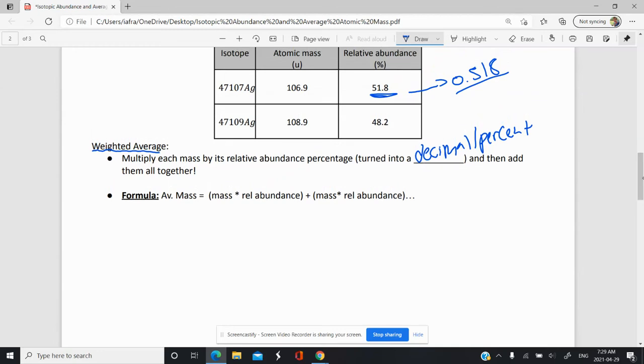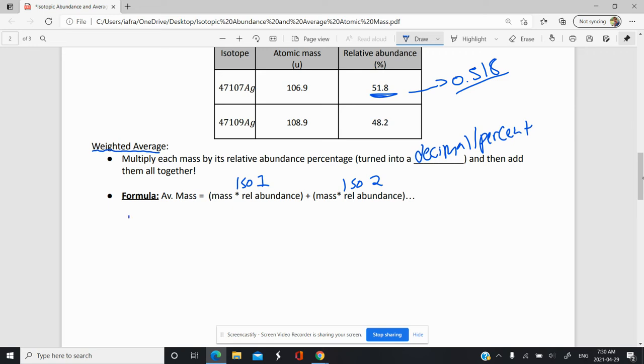So this is our formula we're going to use here. The average mass is the mass times the relative abundance of one isotope, so this is isotope, let's just say 1. Doesn't really matter which one. And then this is isotope 2. And if you had more, you'd do the same thing, just keep adding more. Okay, so let's go ahead and do that here.